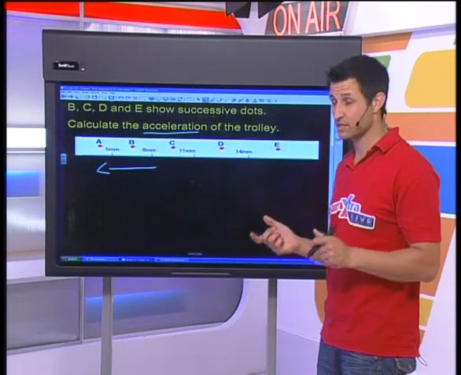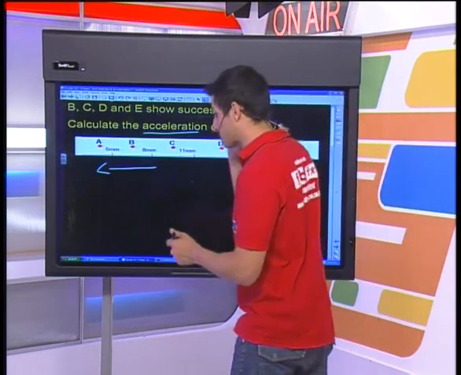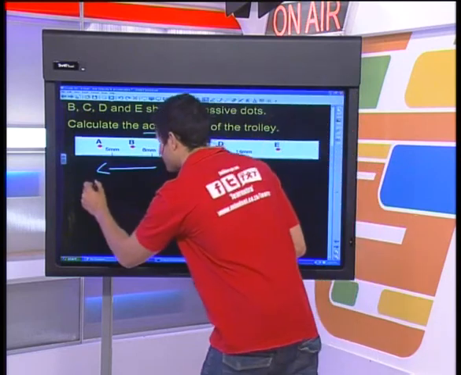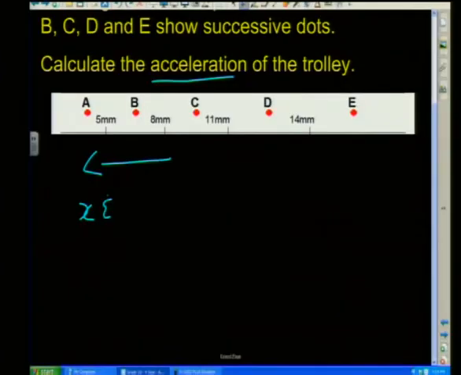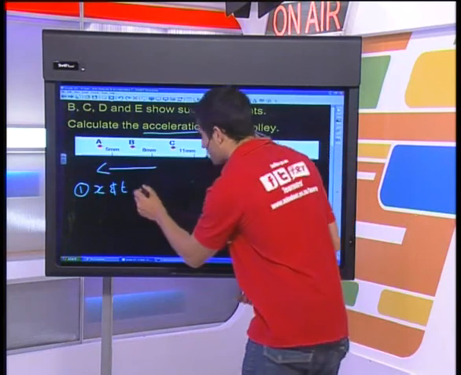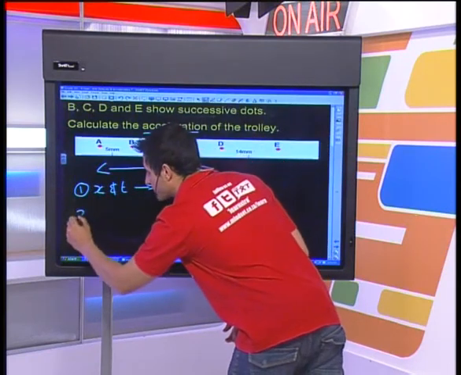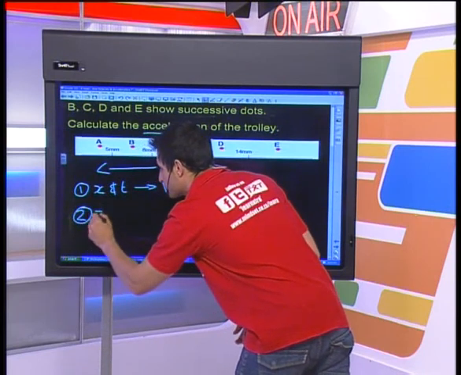Okay, so the first thing I need to do is measure my displacement and my time. So I need displacement and I need time for one of these intervals. So let's say we do it for A and B. I've got displacement, I've got my time, which is 1/50th of a second. From that, I can find my first velocity. Now, I'm going to do it again.